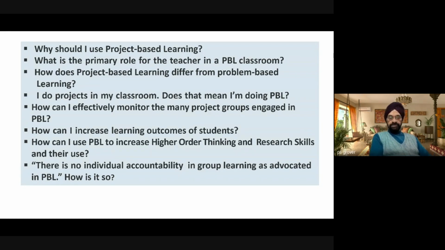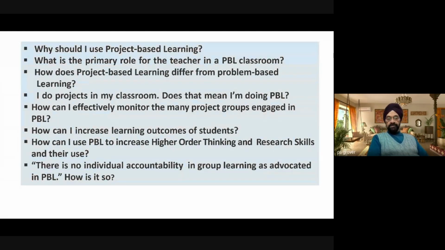I do projects in my class. We do projects in my class. Does that mean I am doing PBL? See, projects are a part of practically all professional courses. Now, is that doing what project-based learning is? I'll answer this question. How can I effectively monitor the many project groups engaged in a PBL?